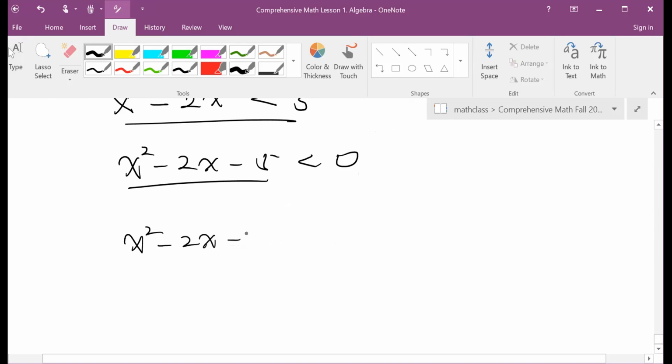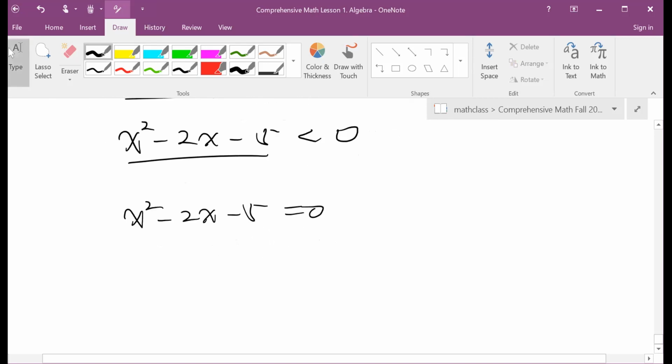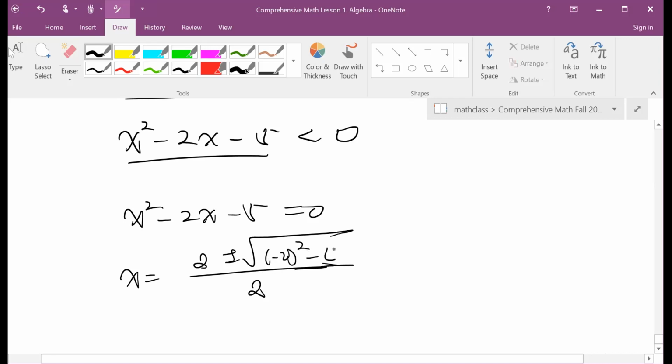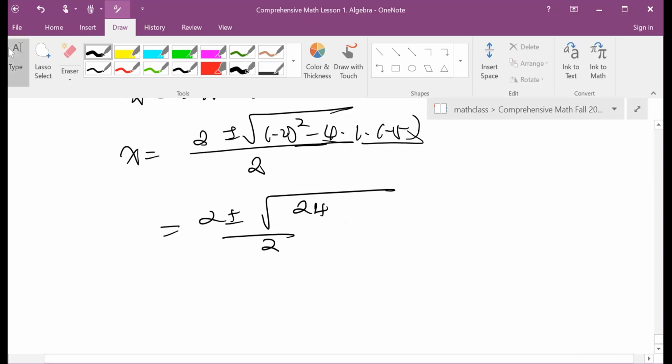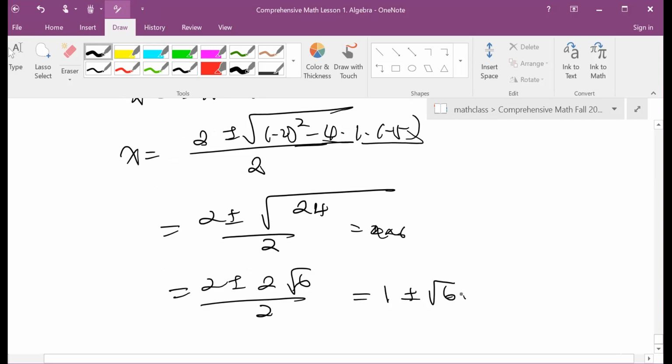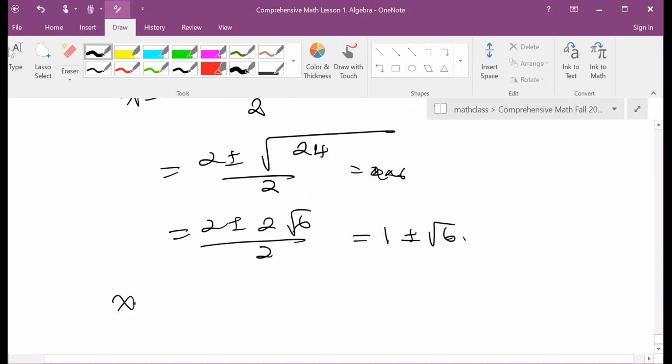Well, we have to solve this equation first. So x equals negative b plus or minus the square root of b squared minus 4ac, over 2a. So it's going to be 2 plus or minus the square root of 24, over 2. 24 is 4 times 6, so the square root of 4 is 2. So it's 1 plus or minus the square root of 6. So there are two solutions.